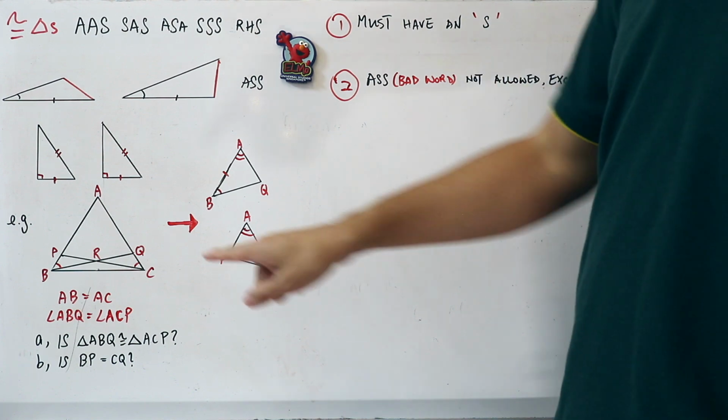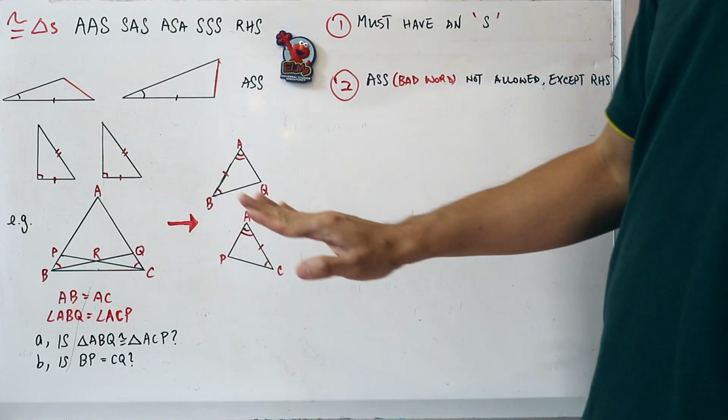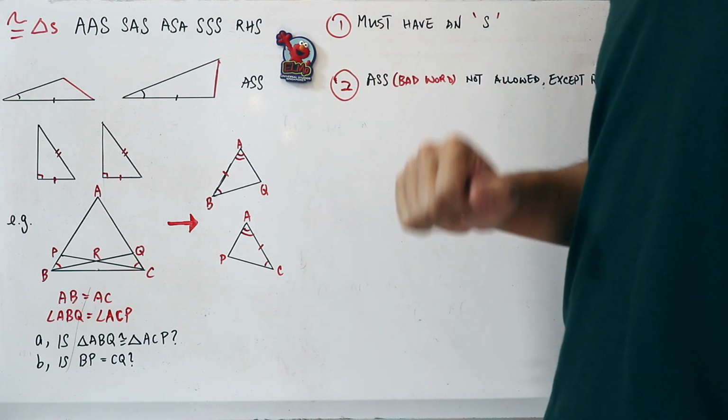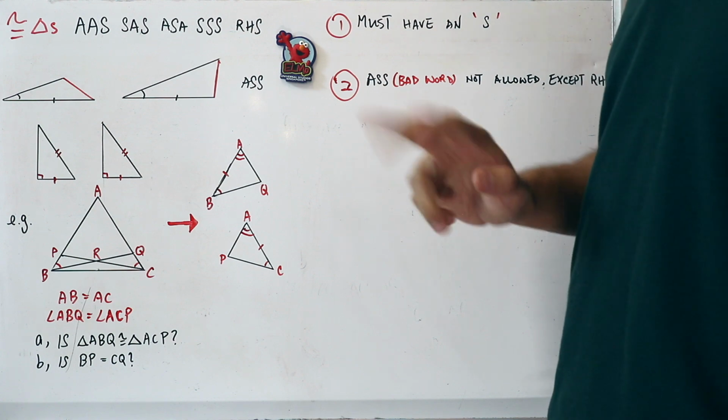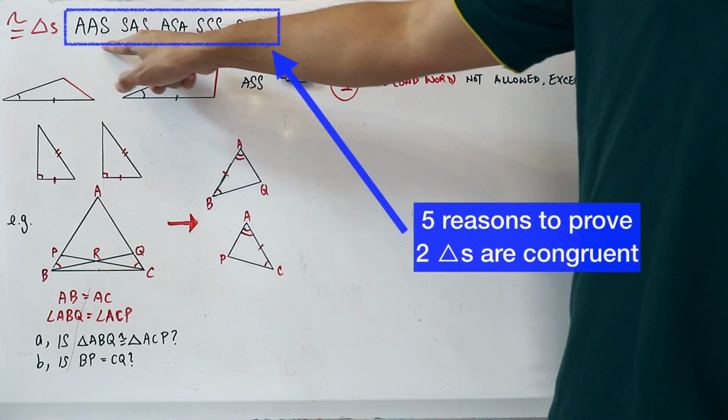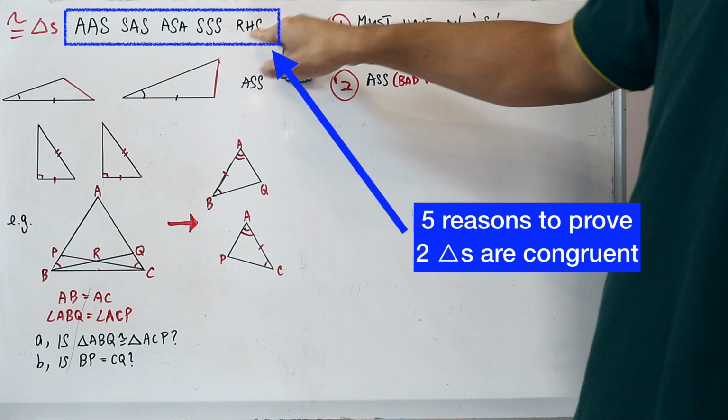In this video, I'll be doing one example, and this example is related to proving two triangles are congruent. As a recap, there are actually 5 reasons to prove two triangles are congruent, which I've written on this whiteboard: AAS, SAS, and so on.